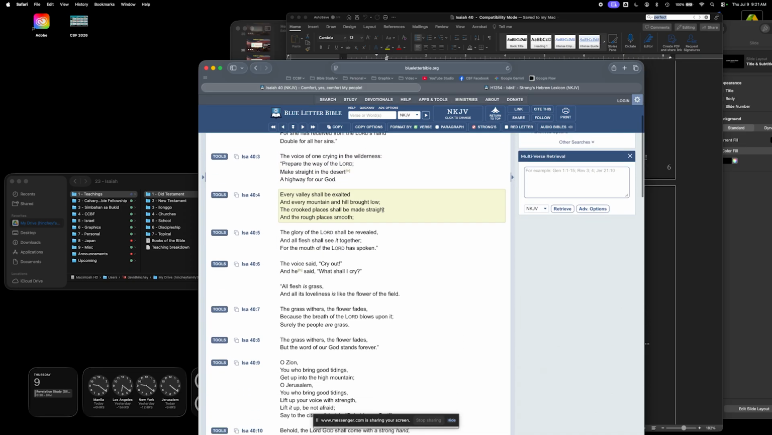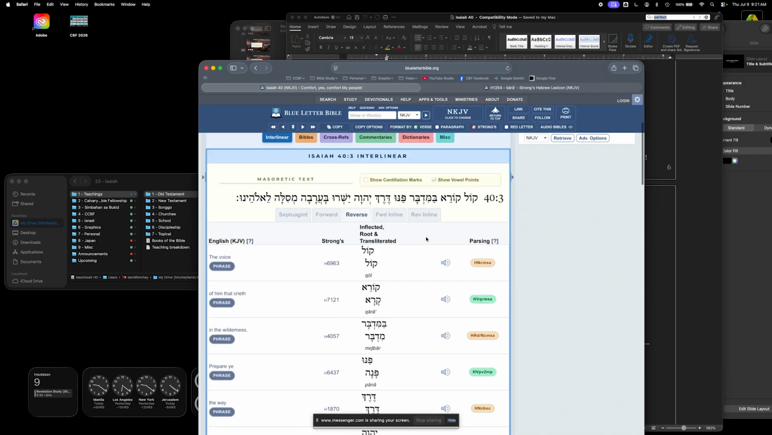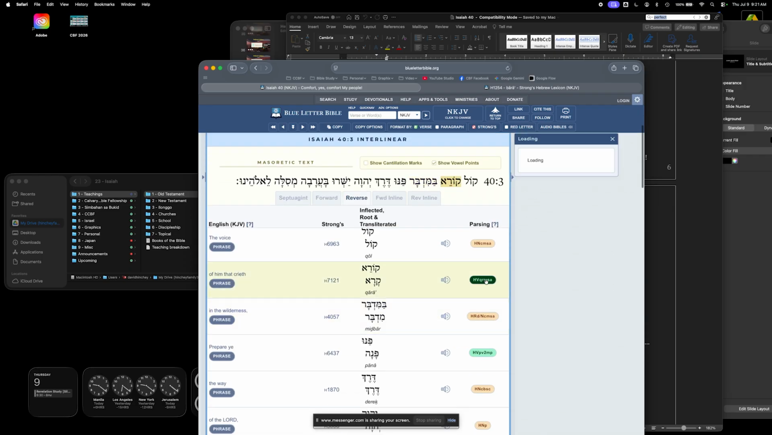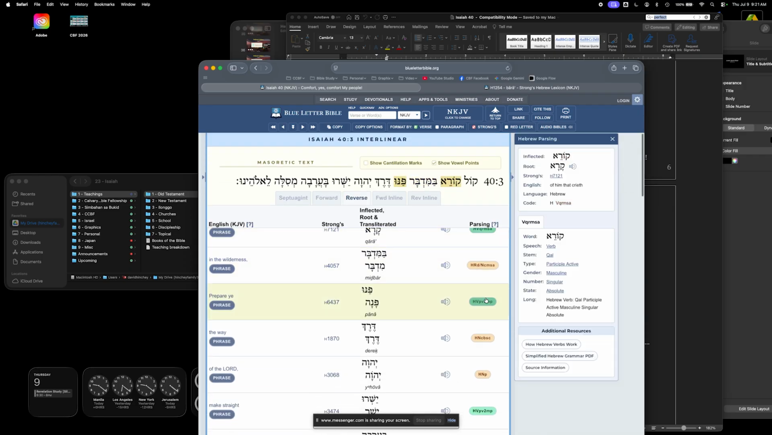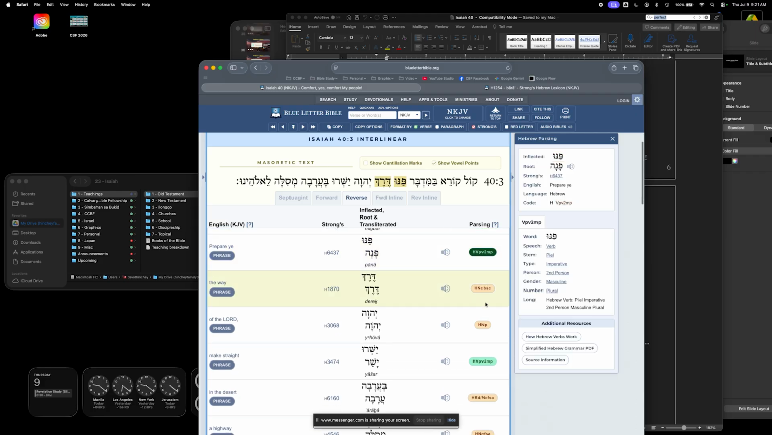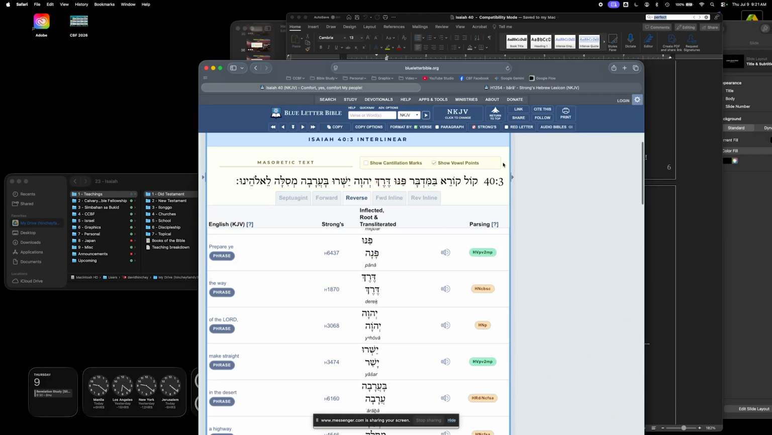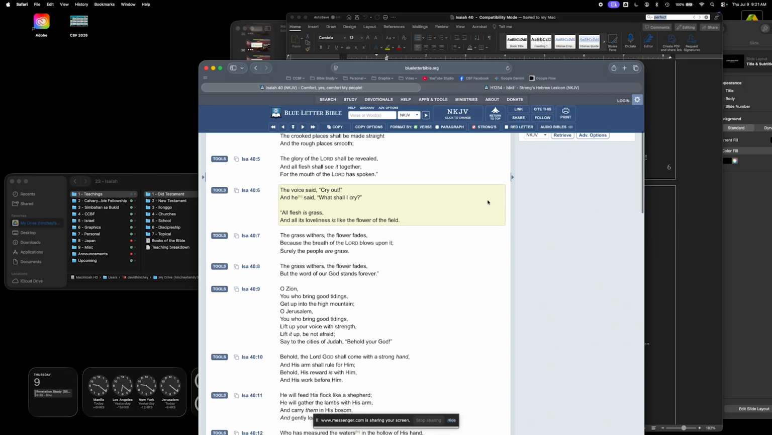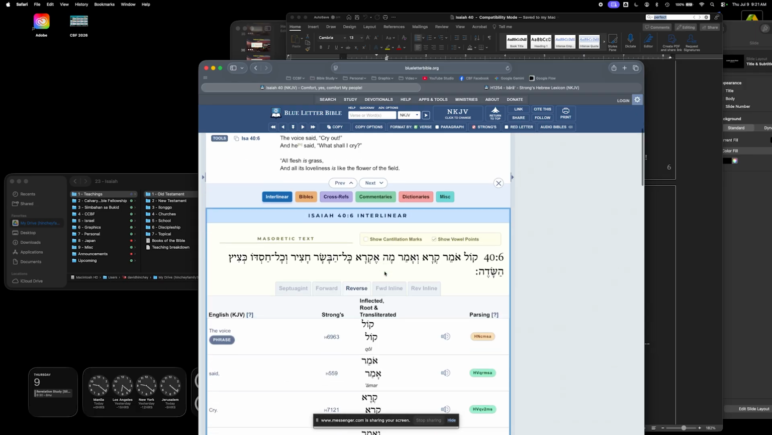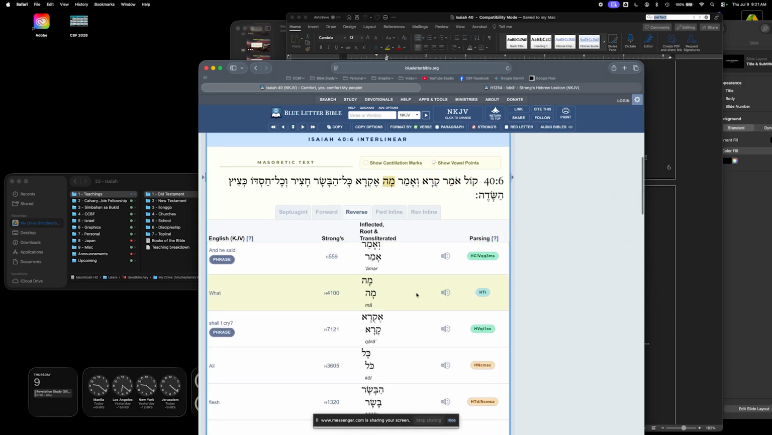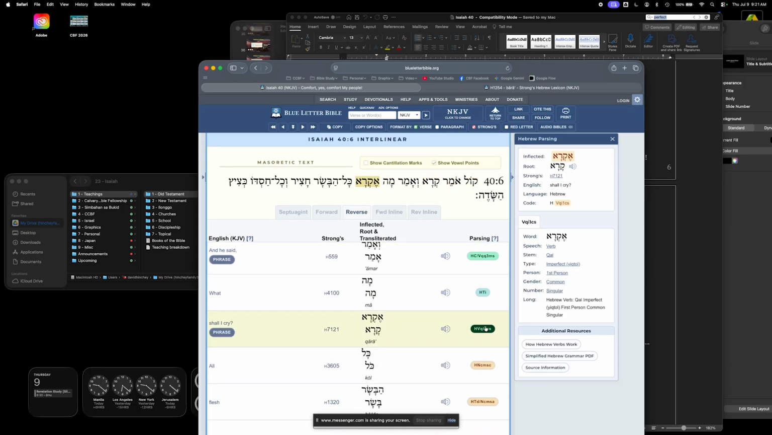Let's see if I can give another one here. Prepare the way. Let's see how prepare looks here. Cries. Now it's a participle. Make straight. It's an imperative. I've got to find another one. Sometimes it's hard to find your perfects and imperfects. Let's see. What shall I cry? There we go. That's an imperfect.